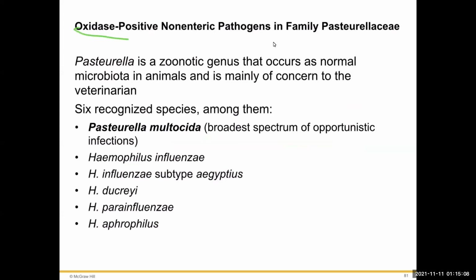Okay, oxidase positive, non-enteric pathogens in family Pasteurellaceae. Pasteurella is a zoonotic genus. Again, spread from animals to humans, it occurs as normal microbiota in animals and is mainly a concern to veterinarians. Okay, 6 recognized species among them: Pasteurella multocida, broadest spectrum opportunistic, Haemophilus influenzae, Haemophilus influenzae subtype aegyptius, H. ducreyi, H. parainfluenzae, H. aphrophilus.